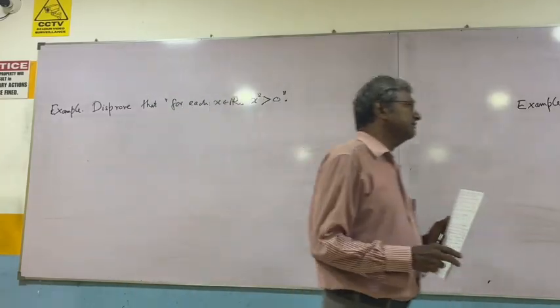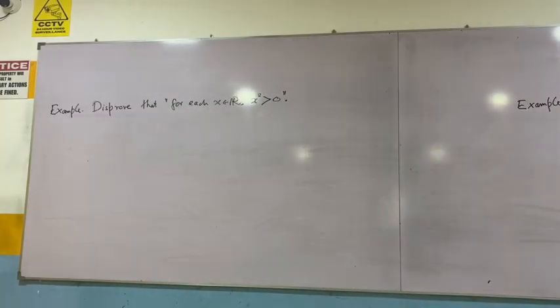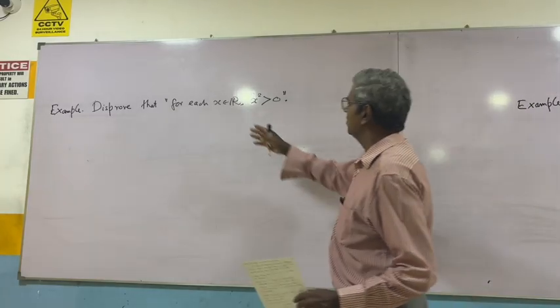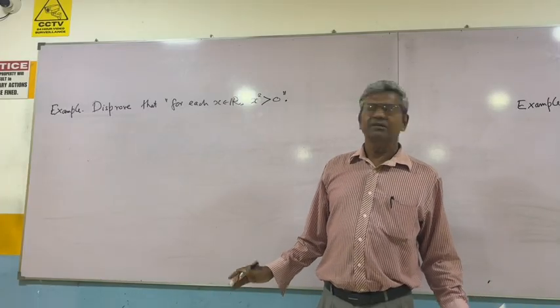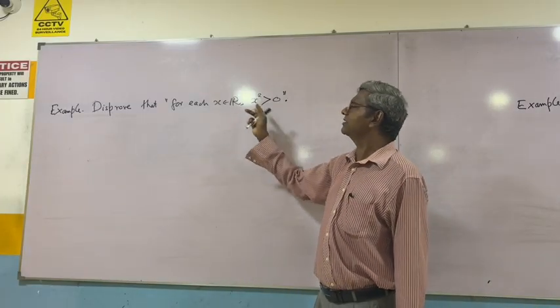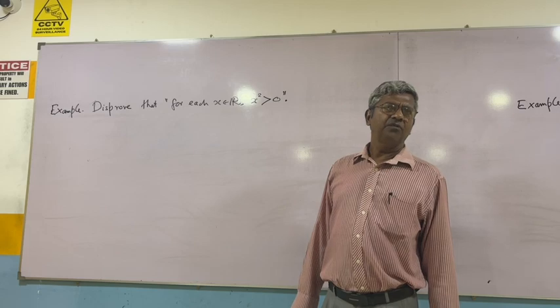So we have proved two universal statements. Now we are going to disprove one universal statement. I am saying disprove that for each x belongs to R, x squared greater than 0. That's not true, in other words. For each real number, x squared greater than 0 is a false statement.